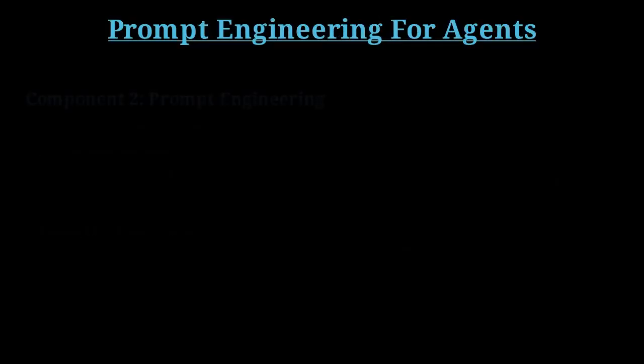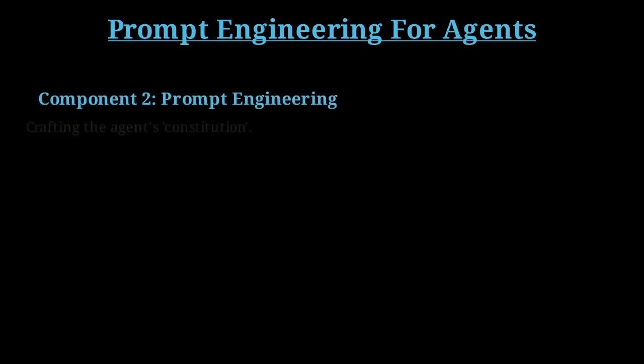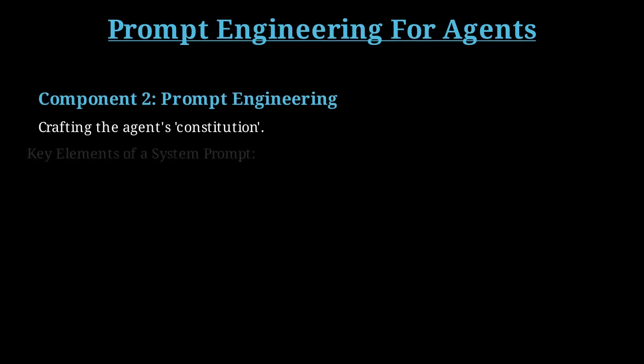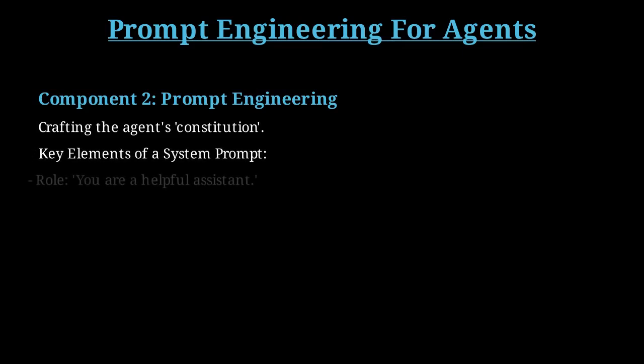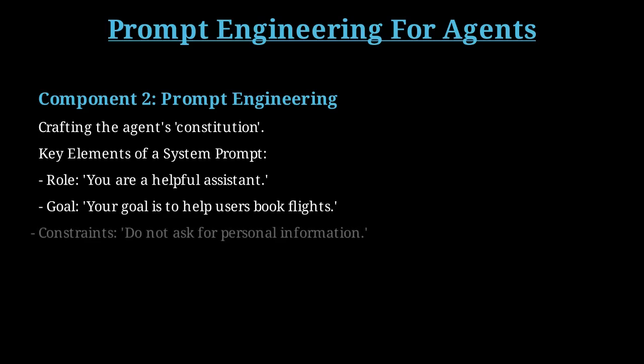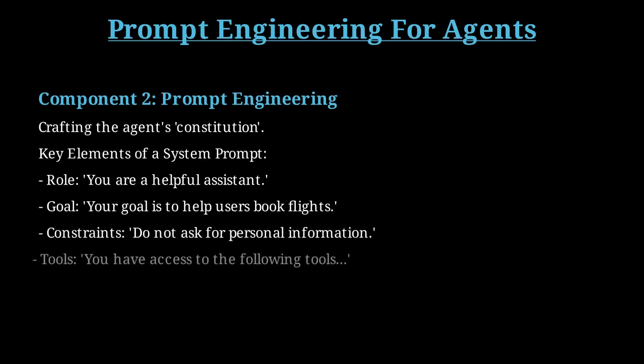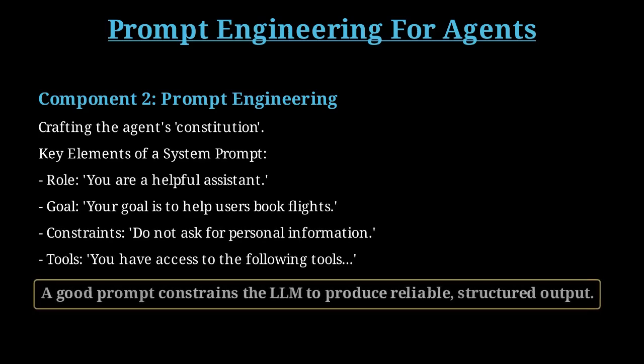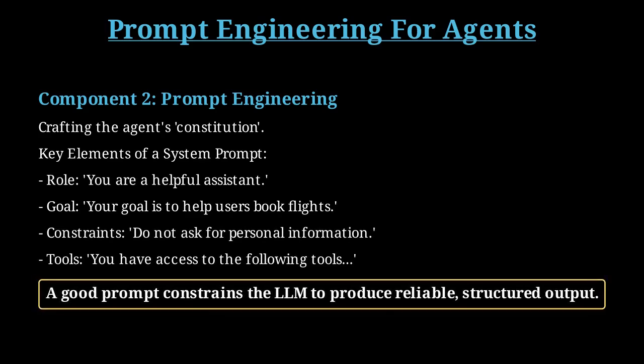To effectively guide the LLM's reasoning, we use a specialized form of prompt engineering. Instead of a simple user query, we provide the model with a detailed system prompt or metaprompt. This prompt acts as the agent's constitution. It defines its persona, its primary goal, the constraints it must operate under, and, most importantly, a detailed description of the tools it has available and how to use them. A well-crafted system prompt is the difference between an agent that is unfocused and one that is reliable, predictable, and effective at its designated task. It sets the rules of the game for the AI.